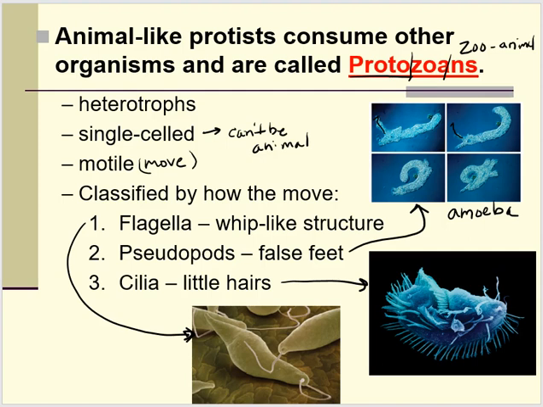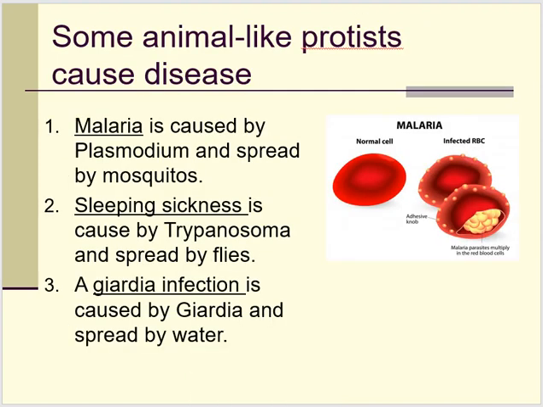Some can cause disease. Here are three of the big ones that protists can cause. Malaria. All right. It's caused by the Plasmodium protist. Spread through mosquitoes. How does a mosquito spread disease? It's sticking its stinger into many different organisms. And does it clean its stinger before it does it? Nope. So what's on the outside of it?